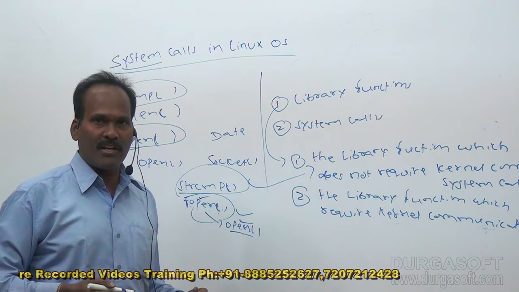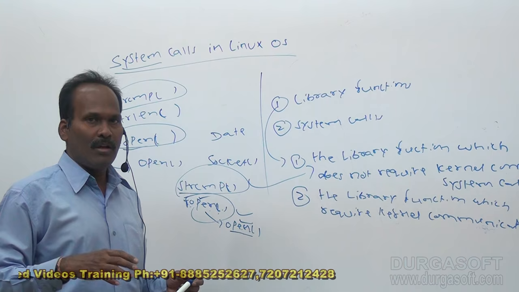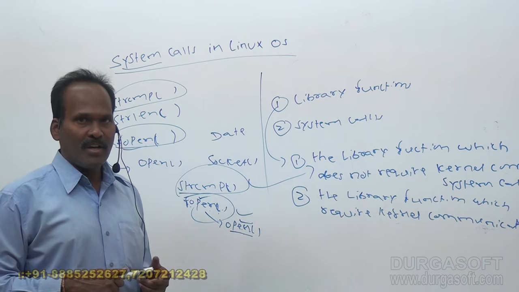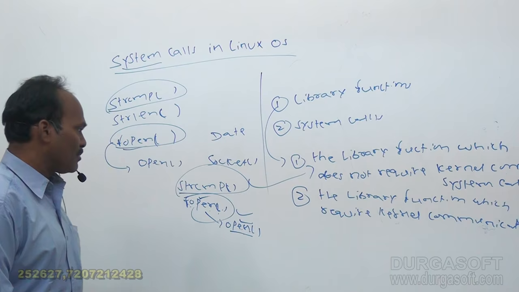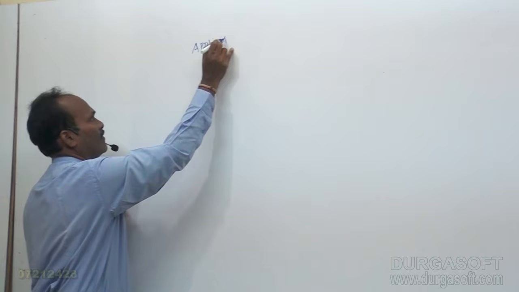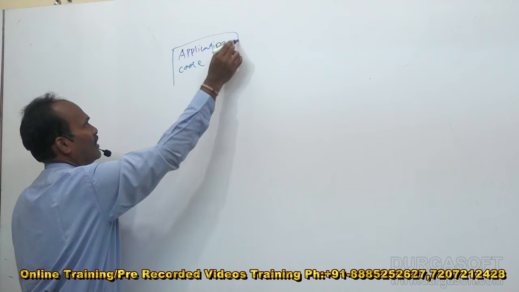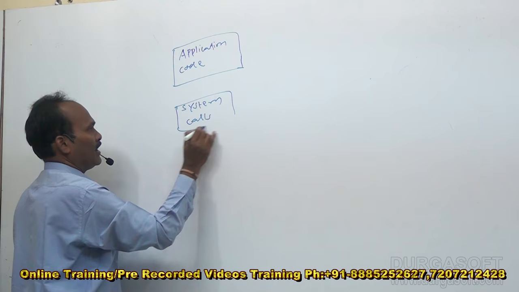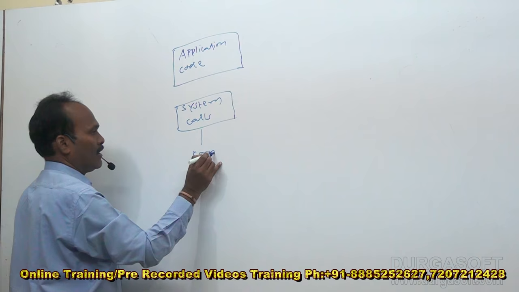Our application code may consist of either a library function or open, and you can use either one. If you are using the open function, that is a usage of system calls. Here I will explain the interaction between system calls and the application. Suppose this is the application code. The application code can directly contain system calls. When it does, it directly deals with the kernel, and the kernel directly deals with the hardware.